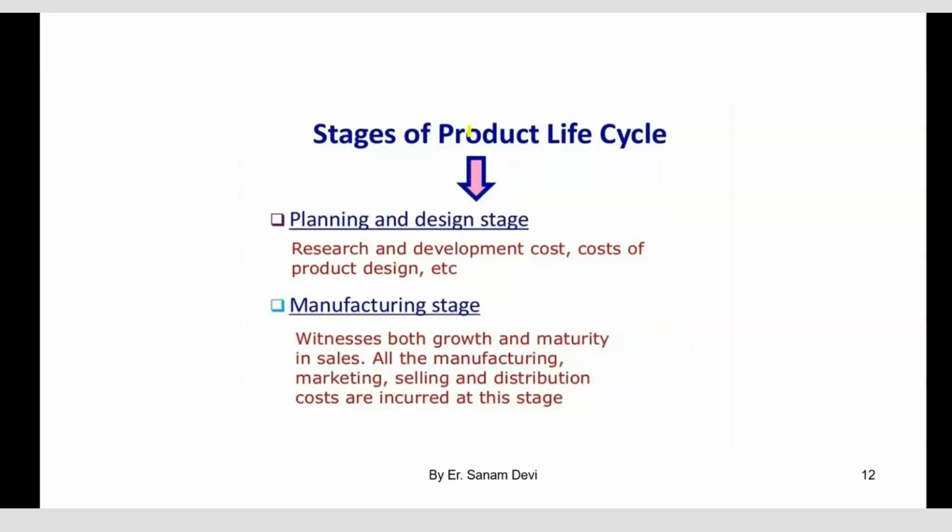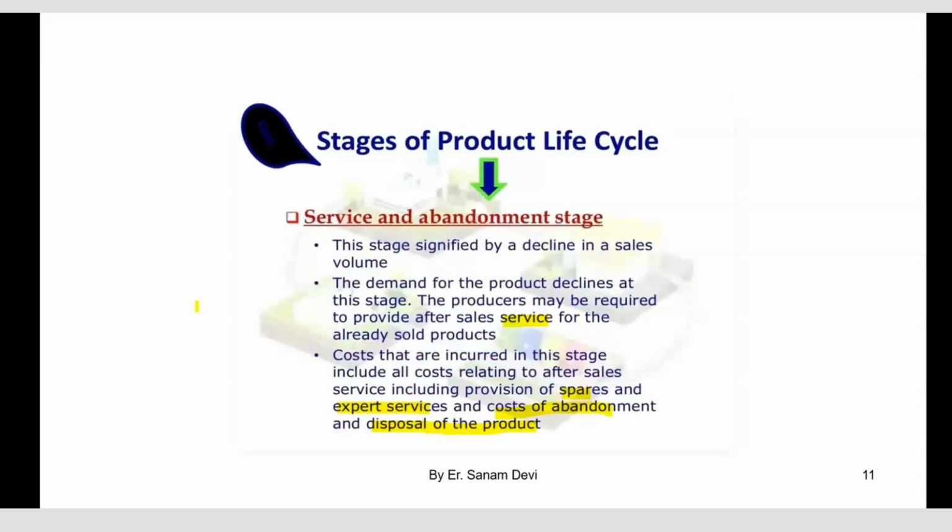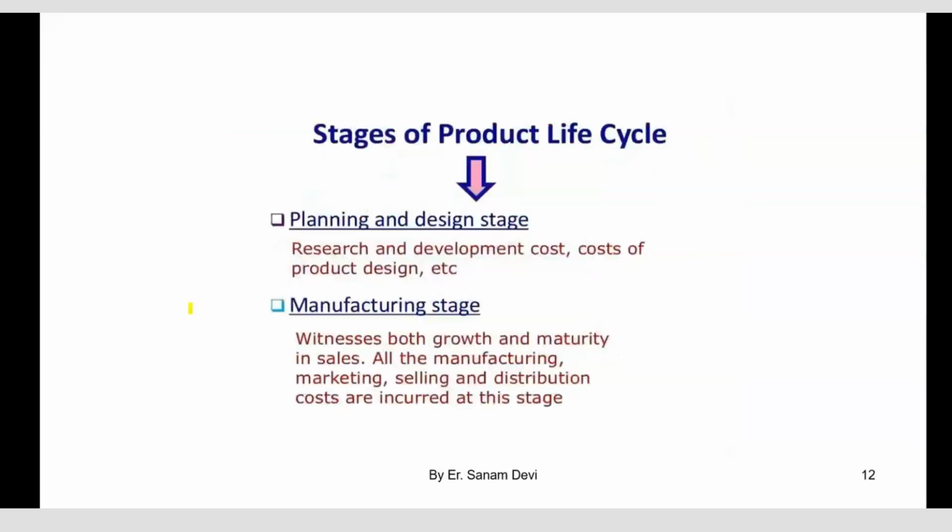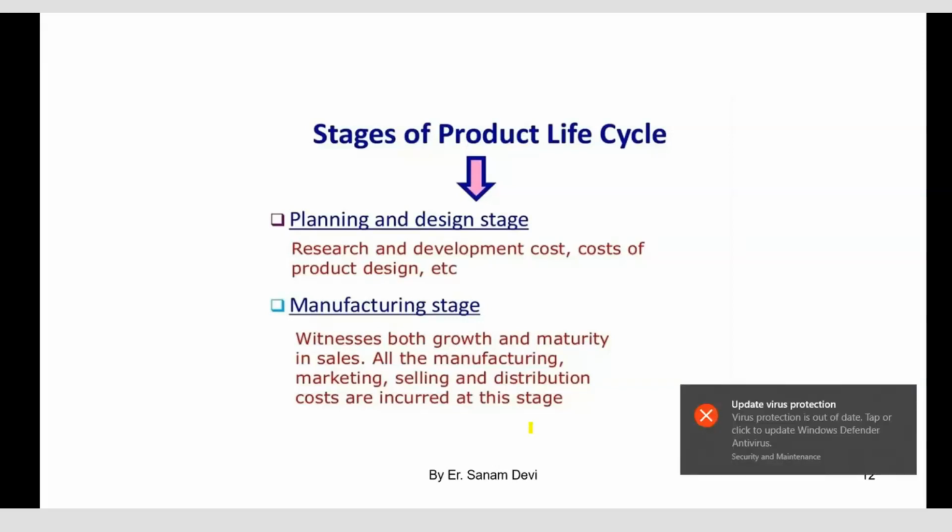Stages of product life cycle. First phase is what? Planning and design stage. Second one is manufacturing stage. Planning and design includes research and development cost, cost of product design, etc. Second one is manufacturing. You witness both growth and maturity in sale. All the manufacturing, marketing, selling and distribution costs are incurred in this stage. Means manufacturing means you have to manufacture the product, and marketing, selling, distribution, all the cost is included in manufacturing stage. Planning and design only has research and development cost and cost of product design.